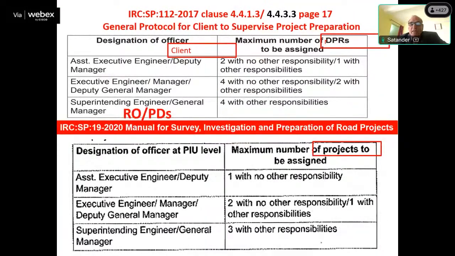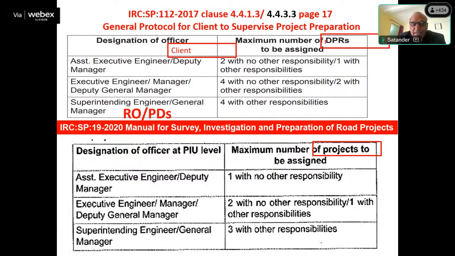Second thing, coming to the client: what are the duties, and how much staff should the client have at site? If you have the maximum number of DPRs to be assigned, two DPRs, no other responsibility, then NHAI or the ministry must have assistant executive engineer, deputy manager, 2 numbers; executive engineer, manager, deputy general manager, 4 numbers, with no other responsibility, or two with other responsibility. Civil engineer, general manager, four with other responsibility. So this is how much staff we should have for making the DPR, and for the PIU also.